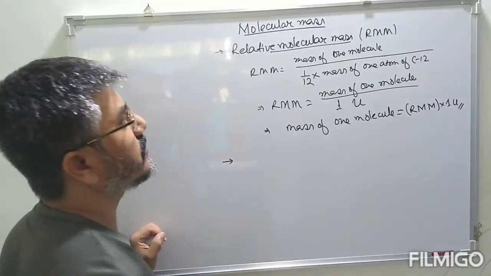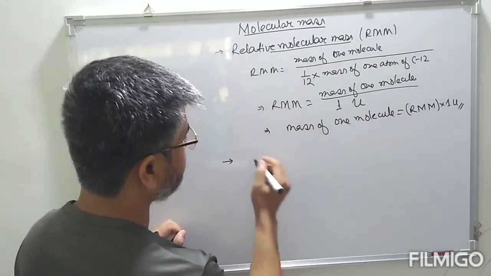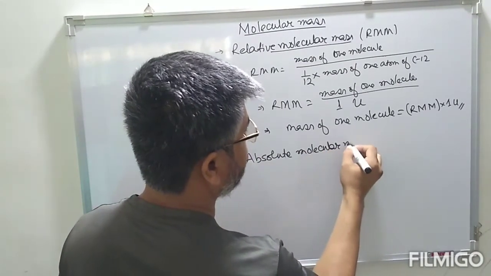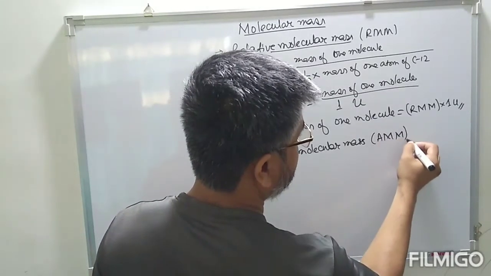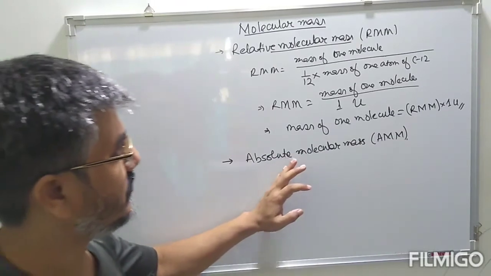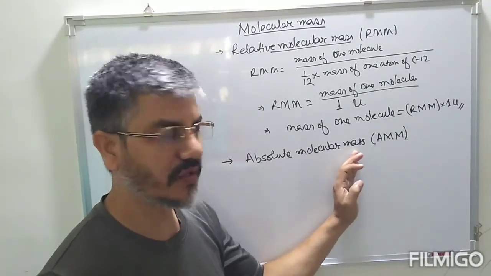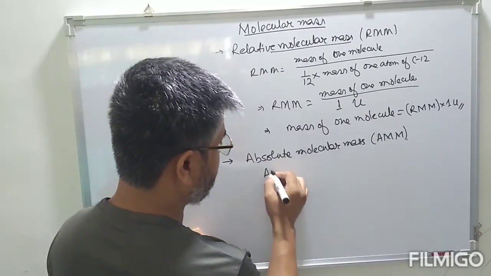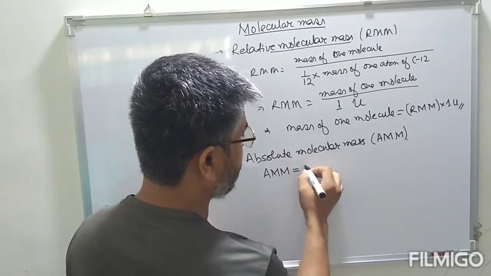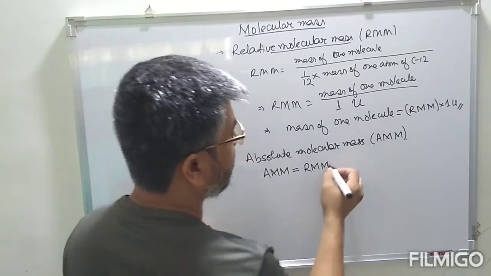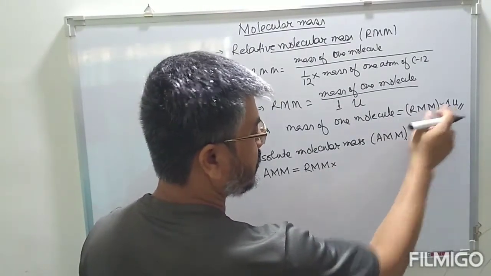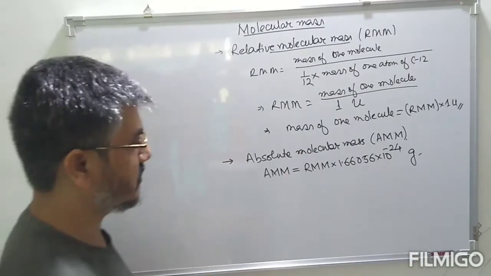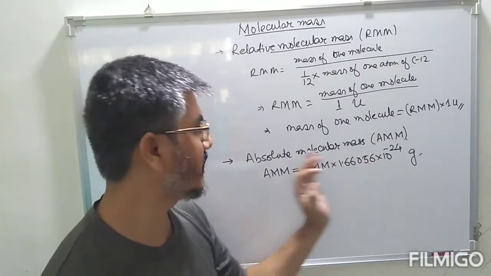The second mass that we use for molecular mass determination is absolute molecular mass. Absolute molecular mass defines the mass of one molecule, that is the exact mass of one molecule of a substance expressed in gram unit. This absolute mass is equal to relative molecular mass multiplied by the gram equivalent of unified mass, that is 1.66056 into 10 to the power minus 24 gram. So this is the exact mass of one molecule, that is absolute molecular mass.